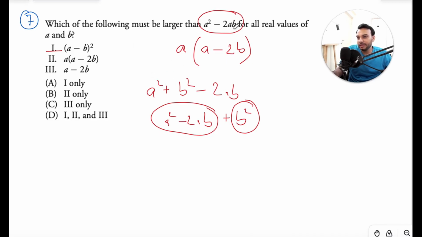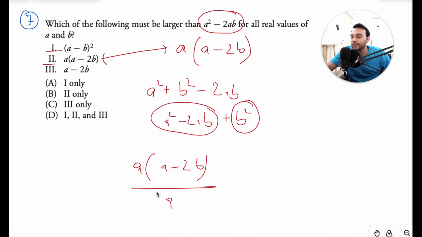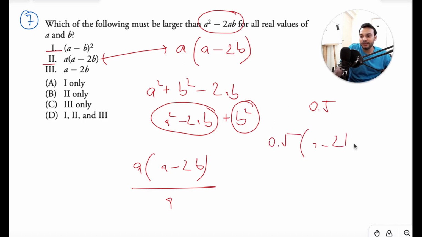In case a and b are 0, then this will all be 0. Okay. Second option, a times (a minus 2b), that's exactly equal, so not larger. Multiplication with a minus 2b, so it's getting divided within a. So if a is, let's say, less than 1, a is 0.5, in that case it would initially be 0.5 times (a minus 2b), and then we divide by 0.5, becomes a minus 2b.